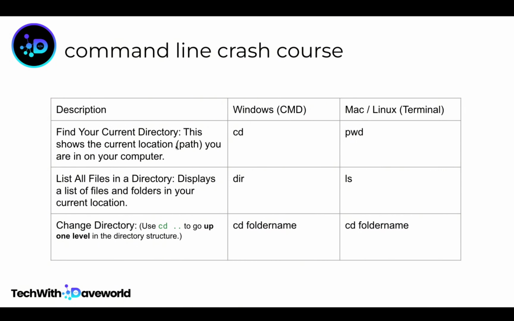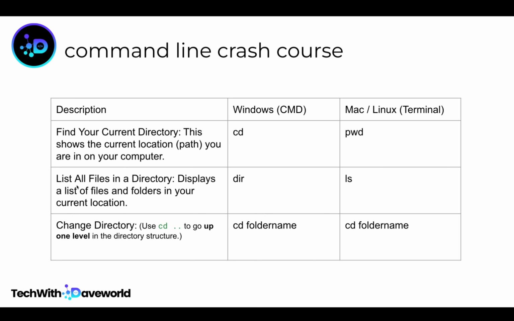a folder. Now I have this quick table that shows you the commands and their usefulness. The first on my list is cd for Windows, right? And for Mac it is pwd. What these commands do is find your current working directory, and they show the current location or path you are on in your system, right?